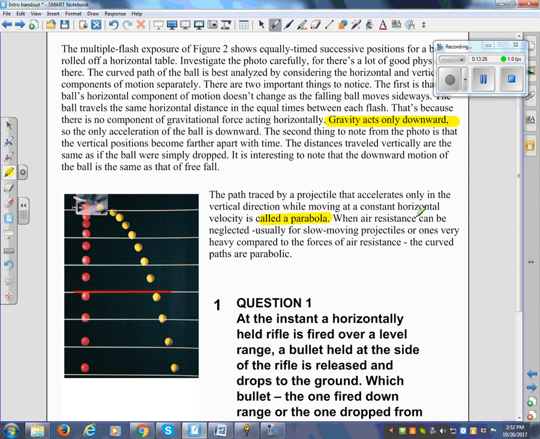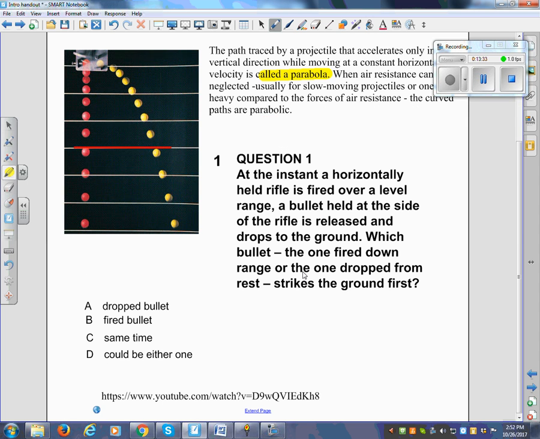When air resistance can be neglected, usually for slow-moving projectiles, the curved paths are parabolic. Okay, now, hey, I've got clickers. Not only have I got clickers for you guys, I've got brand new clickers.